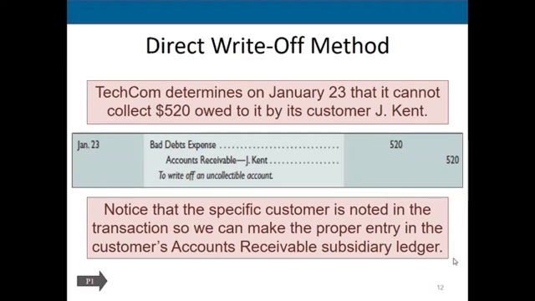Again, notice that the specific customer is going to be noted in that transaction so that we can put it on that customer's subsidiary ledger. It's probably also a good idea to make sure that subsidiary ledger is marked as a bad credit client. You don't want to sell anything else to Jay Kent on credit for sure.